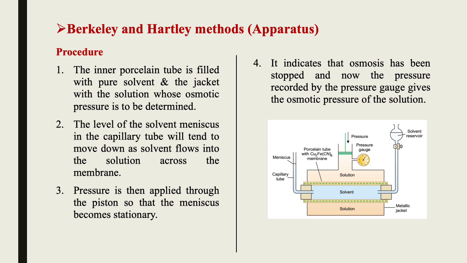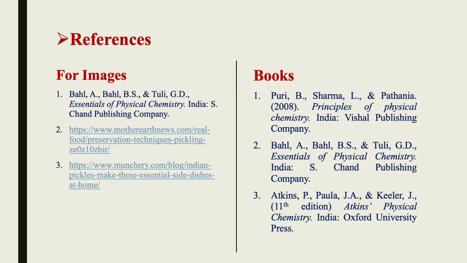It indicates that the osmosis has stopped. If the meniscus level has stopped, we can consider that the osmosis process has also stopped. And now the pressure recorded by the pressure gauge gives the osmotic pressure of the solution. That is how we measure the osmotic pressure.